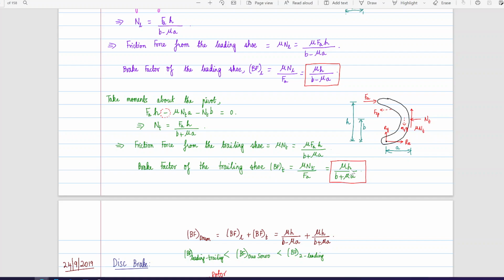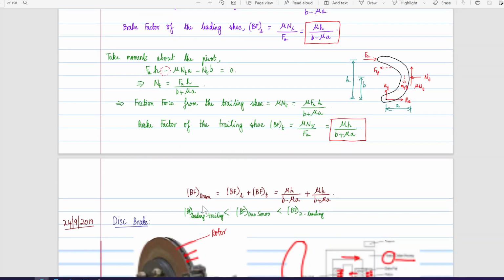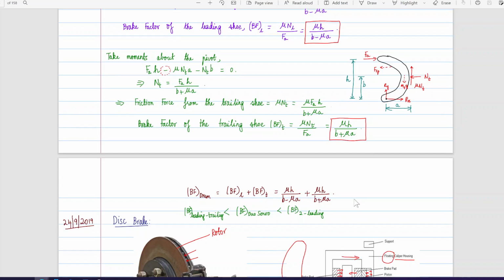And the brake factor for trailing shoe is this. So if we were to write the brake factor for drum brake, it will be the summation of the brake factor for a leading shoe and the trailing shoe. So this is mu into H over B minus mu A, plus mu into H over B plus mu A. The brake factor, the same way, can be calculated. It will be least for the leading trailing type, which will be better than duo servo. And if we have both of them as leading, then it will be the highest.